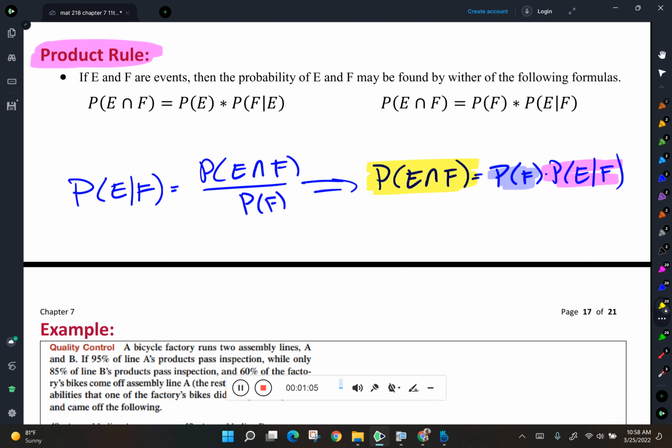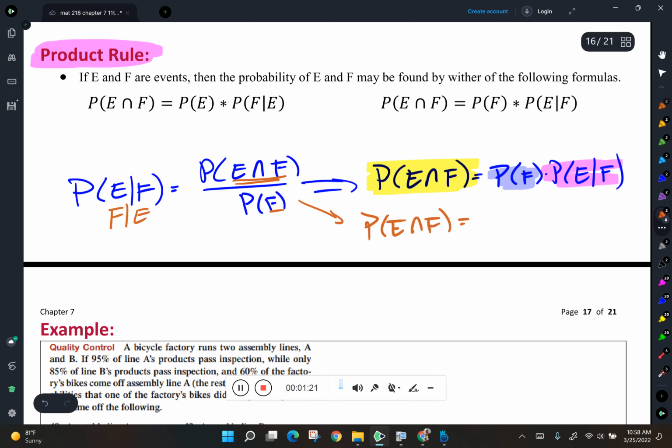And then depending on how you define this one over here on the left, like if I switch this and call this F given E, that numerator stays the same, but the denominator becomes an E, which means then that the probability of E intersection F could also be found by taking the probability of E times the probability of F given E. Depending on which of those two you know, you can find that intersection.